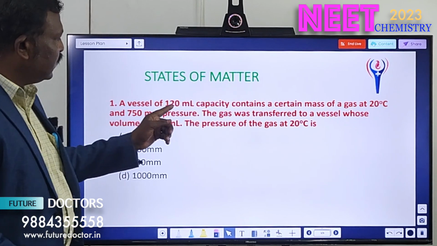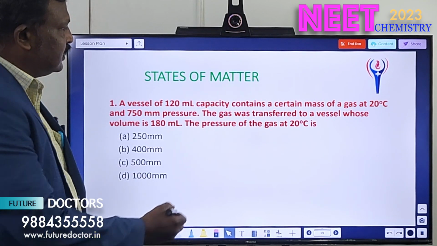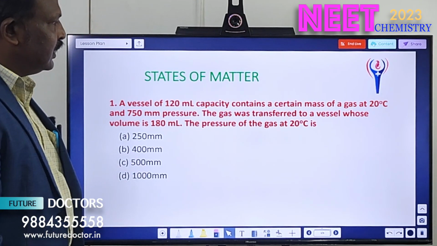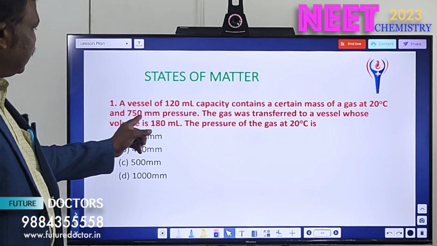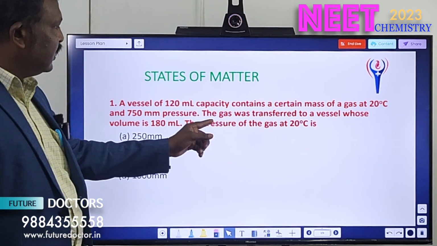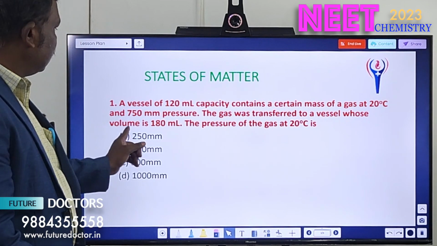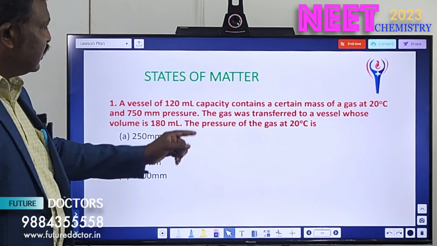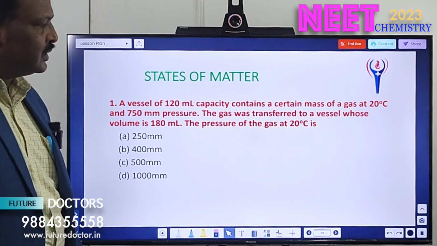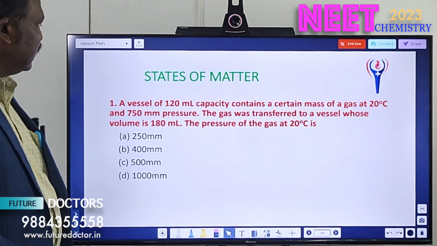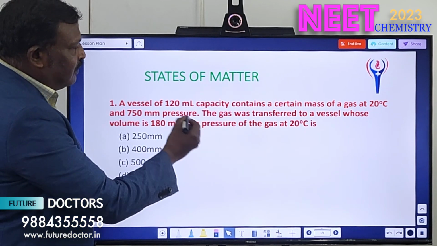A vessel of 120 ml capacity contains a certain mass of gas at 20 degrees Celsius and 750 millimeter pressure. The gas was transferred to a vessel whose volume is 180 ml. The pressure of the gas at 20 degrees Celsius is dash. That's the question. Okay. So here, the variable quantities.